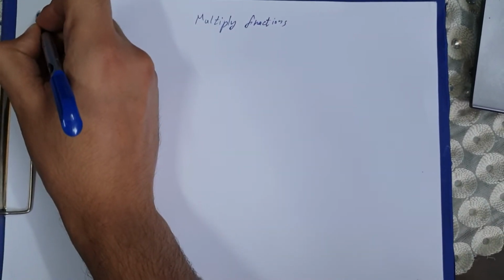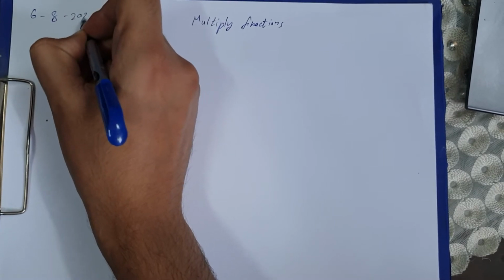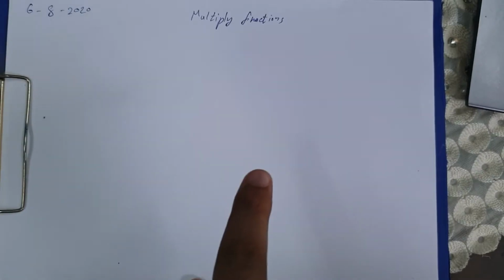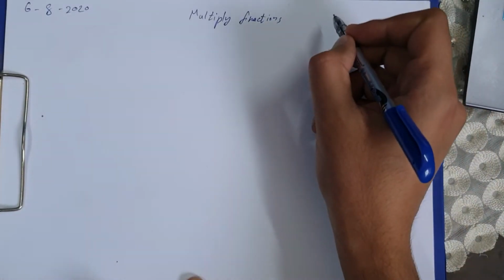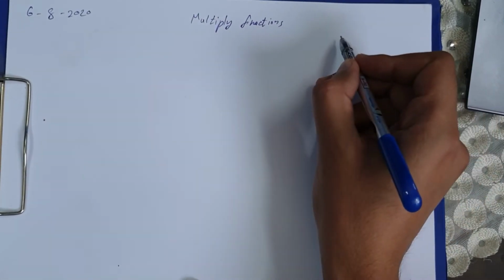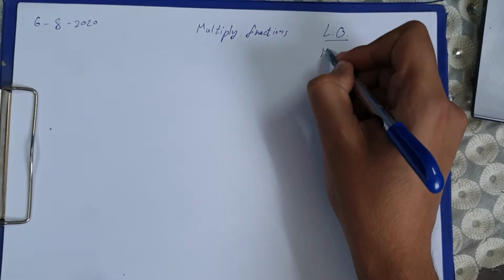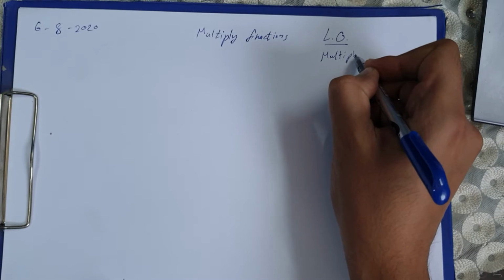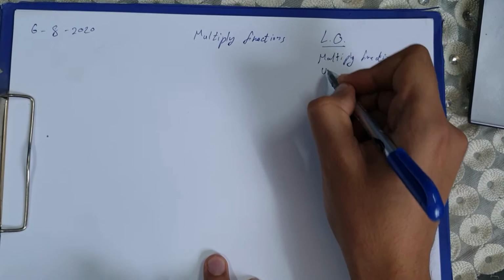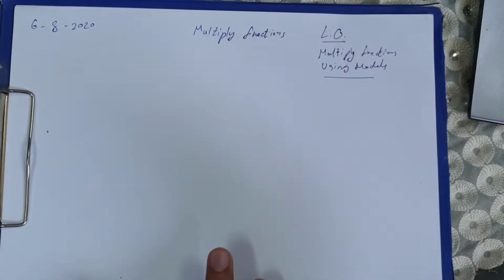Then after that I will write my date, which is 6/8/2020. Then I should write my learning objective here. We can write it here, or here, whatever. My learning objective will be to multiply fractions using models.